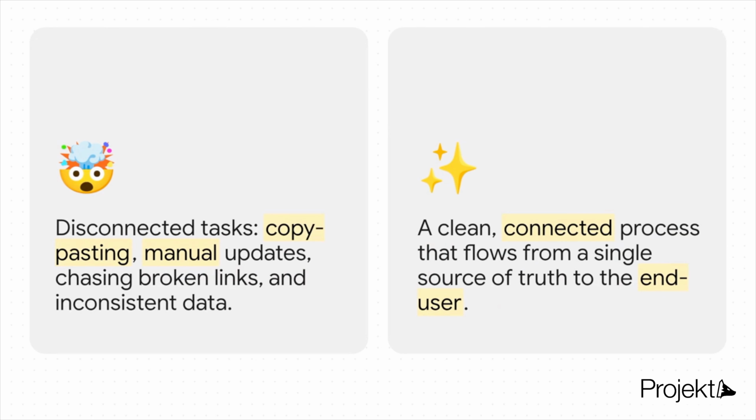Well, fundamentally, we're at a crossroads. We have a choice between two paths. Over on the left, you've got the manual mess. It's that tangled web of disconnected tasks that are just brittle and impossible to scale. But on the right, that's the goal. The automated flow. A clean, connected process that just works, flowing from one single source of truth all the way to your user. That's what we're here to build today. So let's actually build it together, step by step, starting with the absolute most important part.